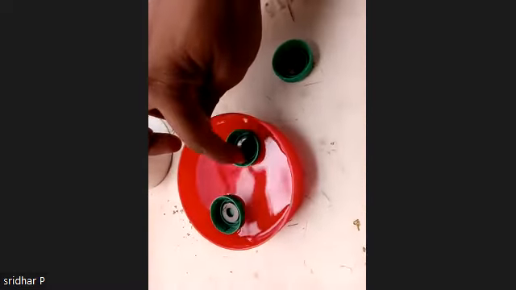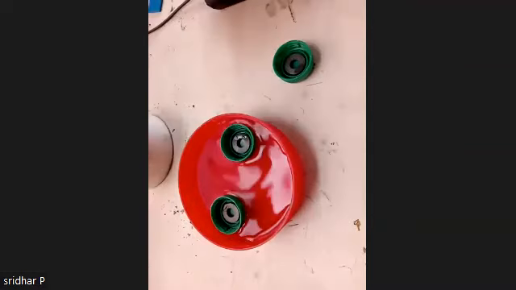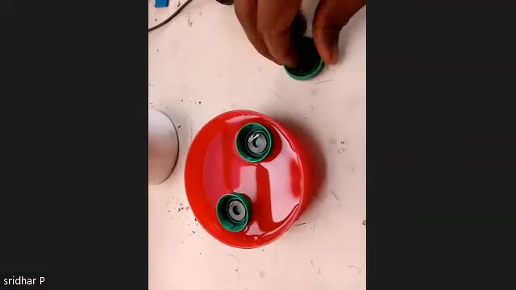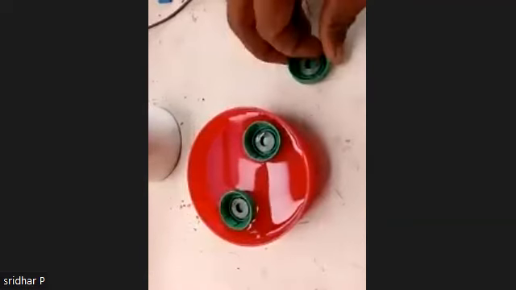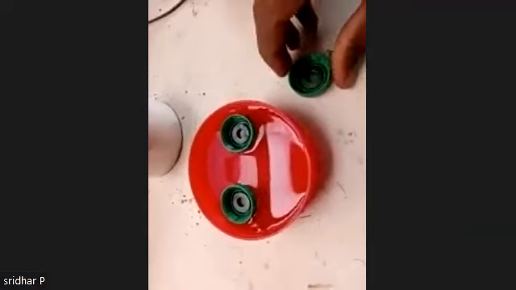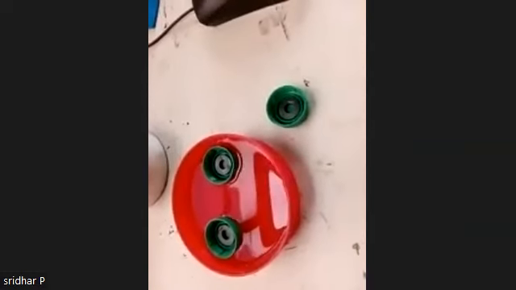So can you tell me why it is coming back like this? Can anybody tell me? Because they are repelling each other, and the cap is lightweight, so it is repelled and flowed to the other side of the magnet.